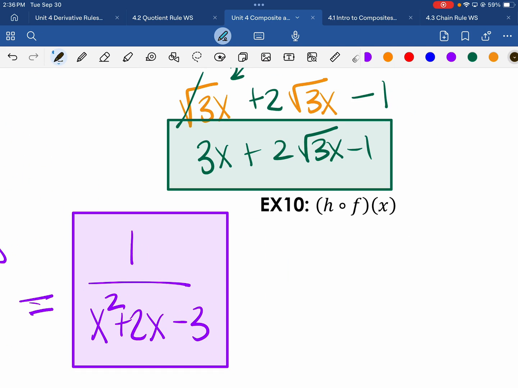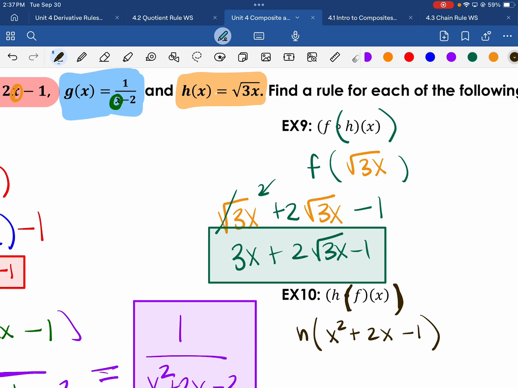All right, and then my last one here, parentheses, around instead of the open circle. F of x is going to be x squared plus 2x minus 1. And now we are going to put this f of x into the h function.